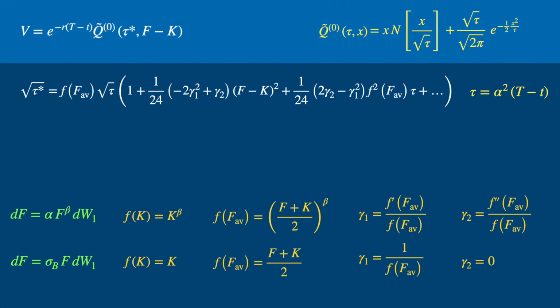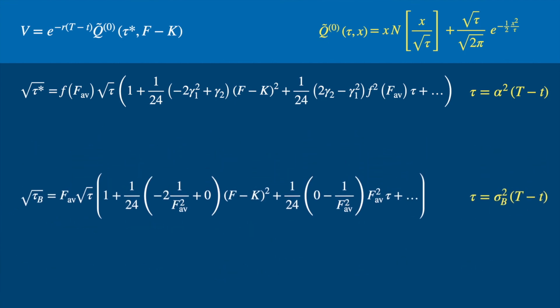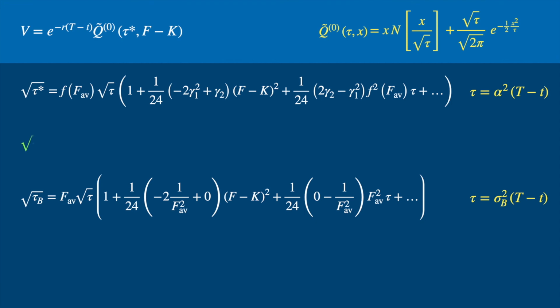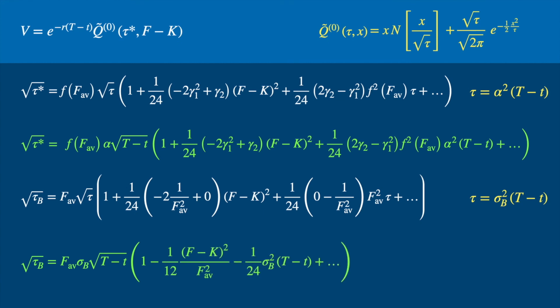And if we represent the equivalent of tau asterisk for the Black model by tau underscore b, then it's easy to deduce that it will take this form. Just a matter of replacing the function in the gammas, and tau will be defined similarly as a kind of total variance, but using the Black implied volatility instead of alpha. Let's substitute for tau in the two equations. Let's start with the CEV model. So we just substitute alpha squared times capital T minus t for tau, and we do the same for the Black model. Here we took the opportunity to simplify the terms as well.